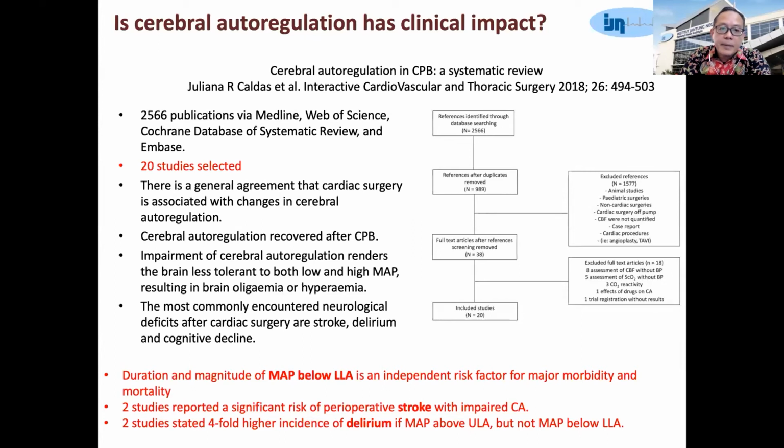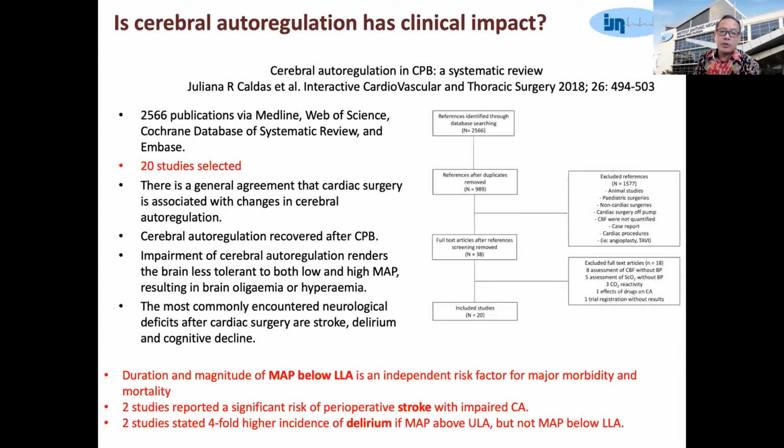Number three, the impairment of cerebral autoregulation renders the brain less tolerant to both low and high mean arterial pressure, resulting in either brain oligemia or hyperemia. This is important. It doesn't mean that high is always good for our patient. If we go above the upper limit of autoregulation, our patient will develop edema or hyperemia in the brain. If we put the pressure lower than the lower limit of autoregulation, we subject them to oligemia or hypoperfusion. The most commonly encountered neurological deficits after cardiac surgery were stroke, delirium, and cognitive decline.